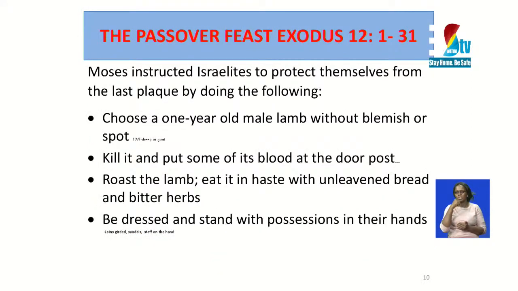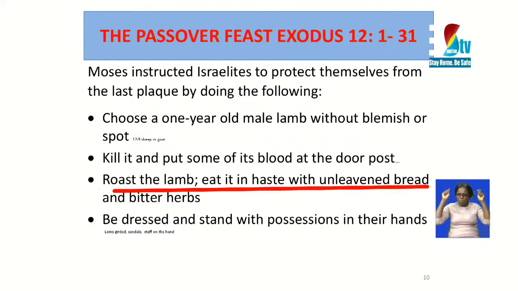And also, if we go back, in the third thing that had to happen, they had to roast the lamb and eat it in haste. They had to hurry while eating it and eat it with unleavened bread. What is unleavened bread? This is bread without yeast. And also they had to put bitter herbs.